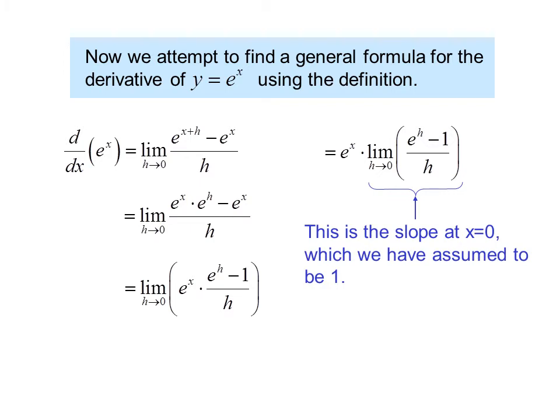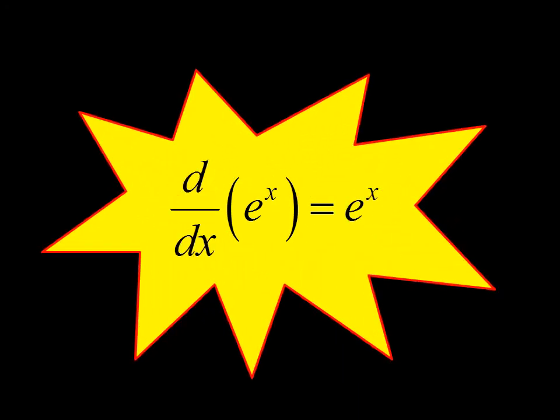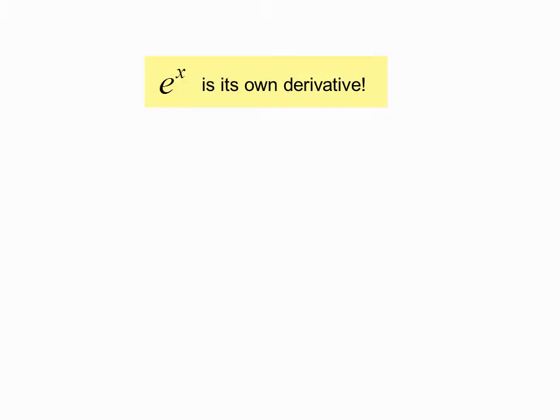But this is the slope at x equals 0, which we found in our first step, and which we have assumed to be 1, which leaves us e to the x times 1, or e to the x. So the derivative with respect to x of e to the x is e to the x. E to the x is its own derivative.